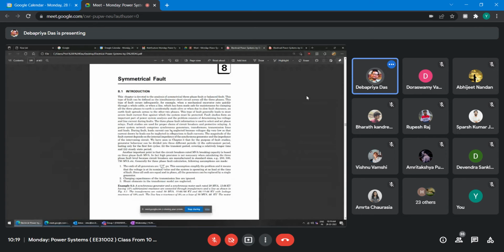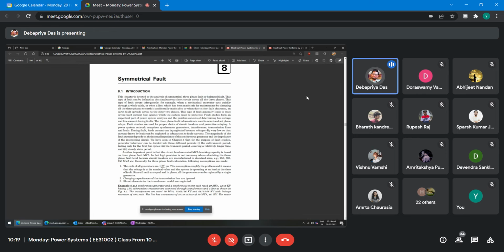That means during this type of fault, a huge fault current flows, and it spreads across your line very quickly. Another thing is that for fault studies, the fault current is so high that we will not consider the load current during the fault, because load current is so small that we can ignore it as compared to the fault current. So the magnitude of the fault current depends on the internal impedance of the synchronous generator and the impedance of the intervening circuit.